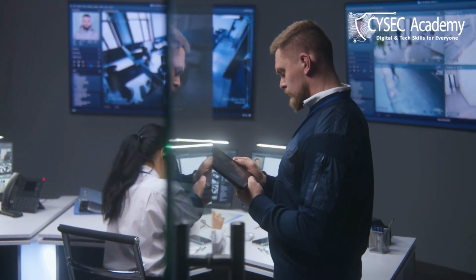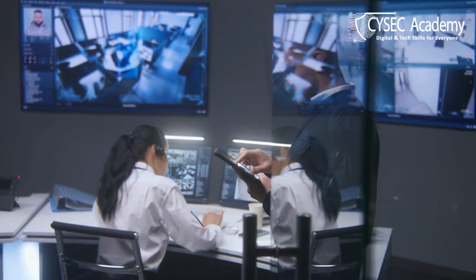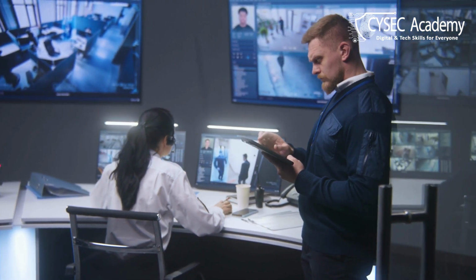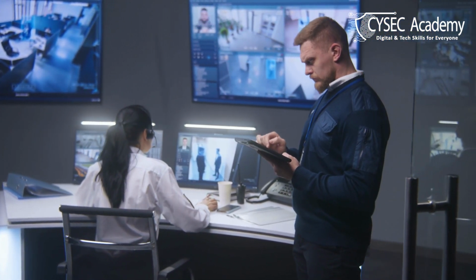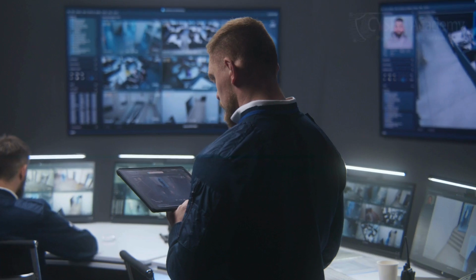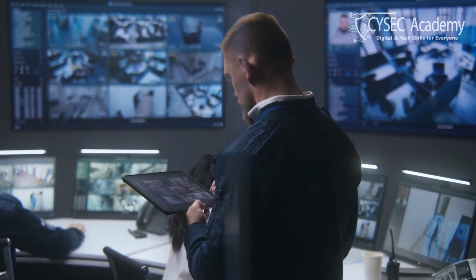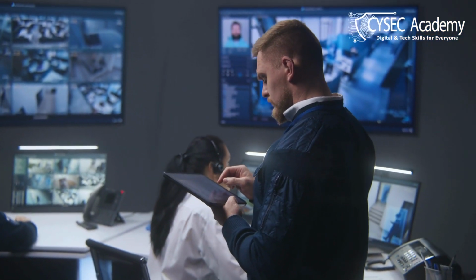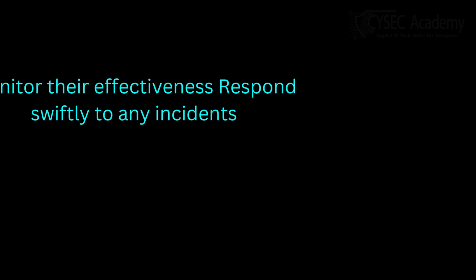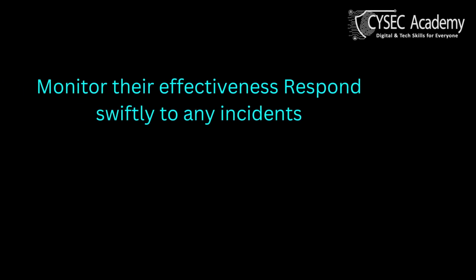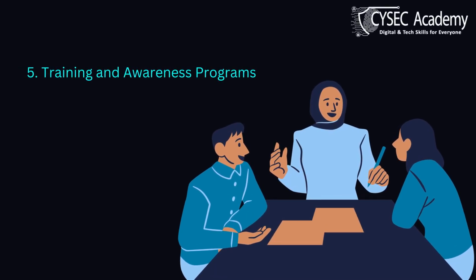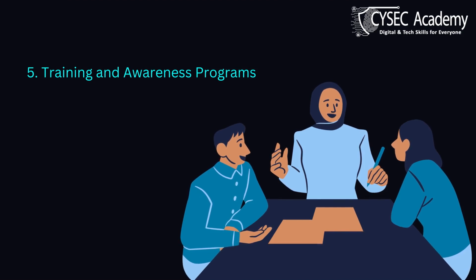Imagine a scenario where an organization's security monitoring system detects unusual activity on a network, perhaps an unauthorized login attempt from an unfamiliar location. Immediate response is crucial. The organization's incident response team quickly investigates the alert, identifies it as a potential breach, and isolates the affected system to prevent further damage. This prompt action minimizes the impact of the breach and ensures that any vulnerabilities are addressed promptly. While technology plays a significant role, human factors cannot be overlooked. That's why training and awareness are equally important.